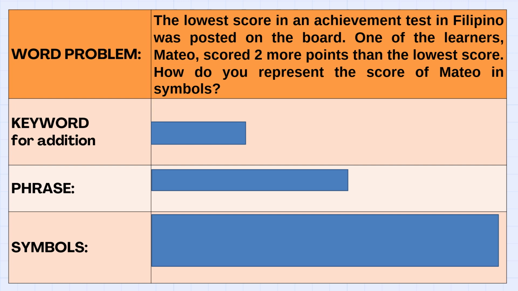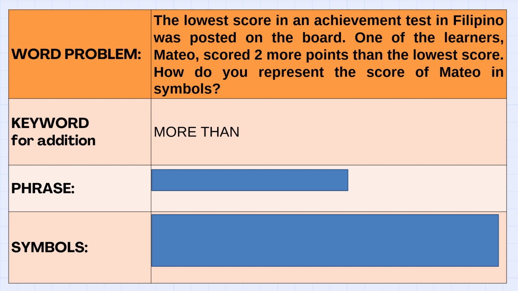Word problem number 2. The lowest score in an achievement test in Filipino was posted on the board. One of the learners, Mateo, scored 2 more points than the lowest score. How do you represent the score of Mateo in symbols? To understand the problem, we have to first identify the keyword for addition. As seen in the problem, the keyword used is more than, and this more than indicates addition.